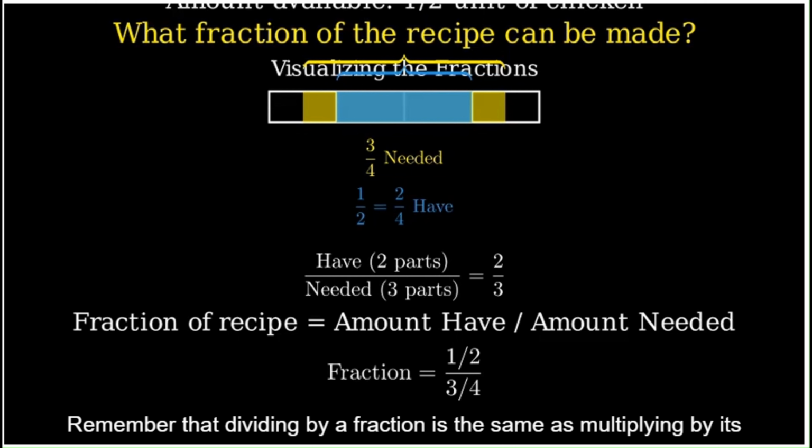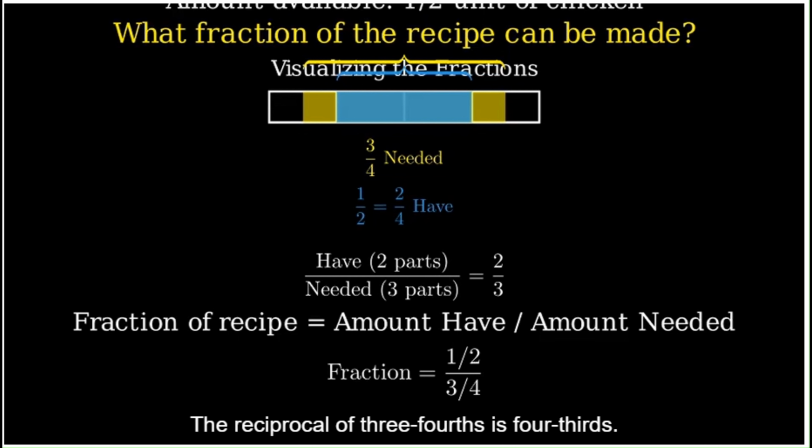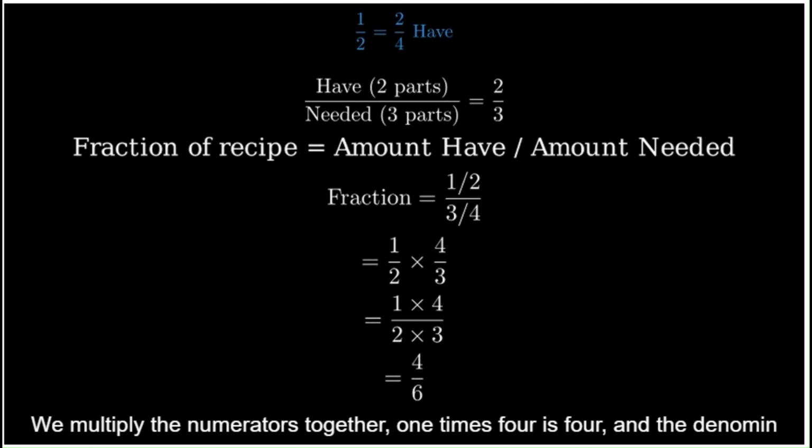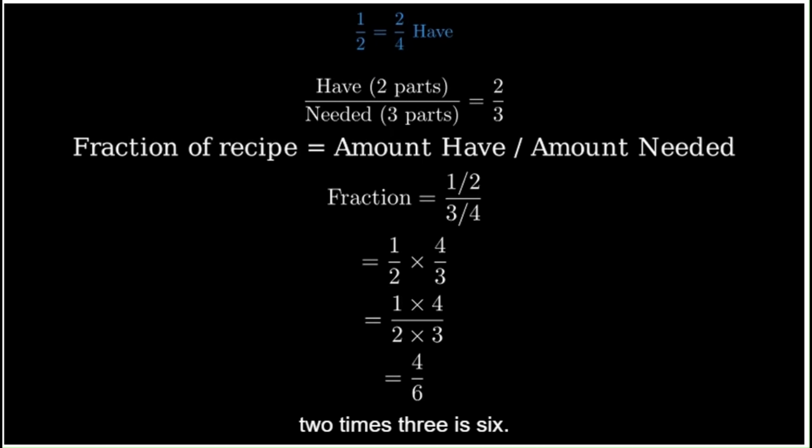Remember that dividing by a fraction is the same as multiplying by its reciprocal. The reciprocal of 3/4 is 4/3. So, our calculation becomes 1/2 multiplied by 4/3. We multiply the numerators together, 1 times 4 is 4, and the denominators together, 2 times 3 is 6.